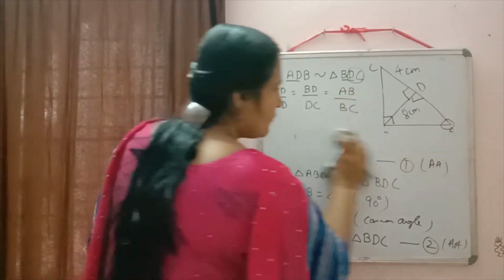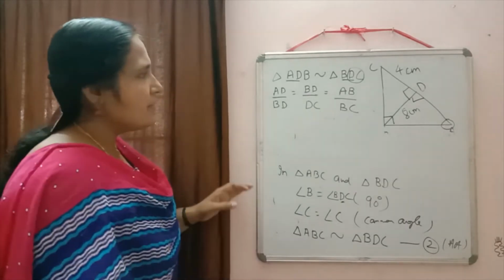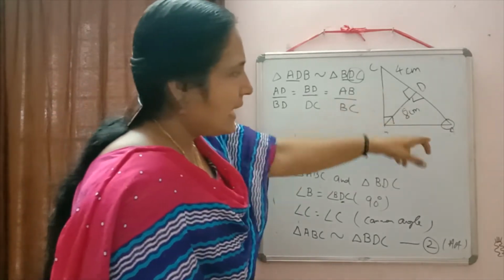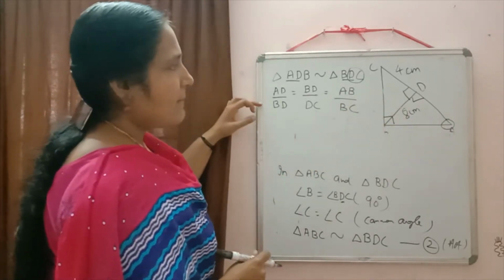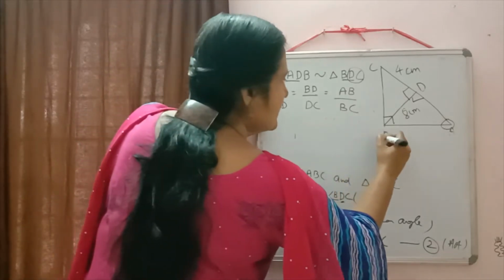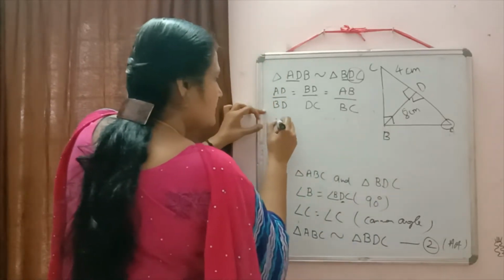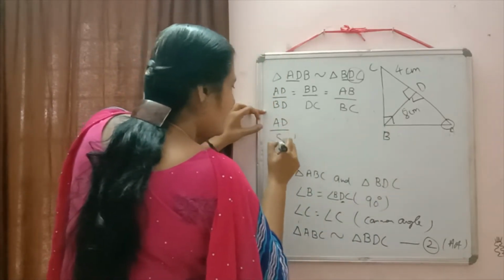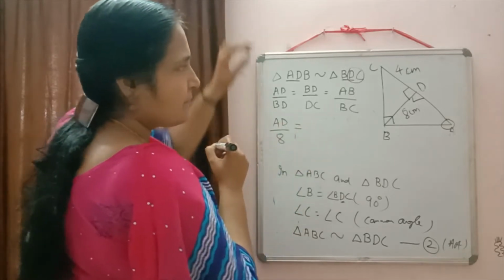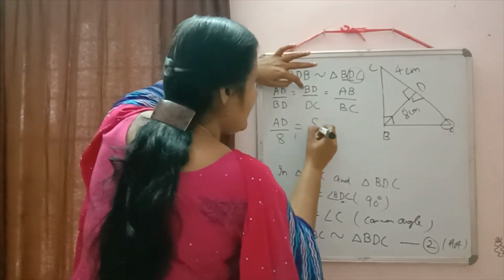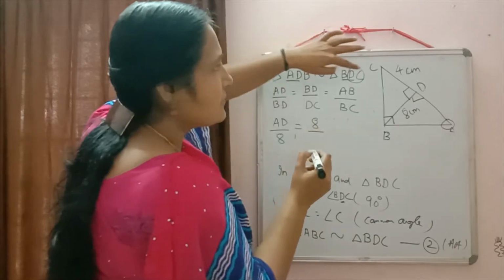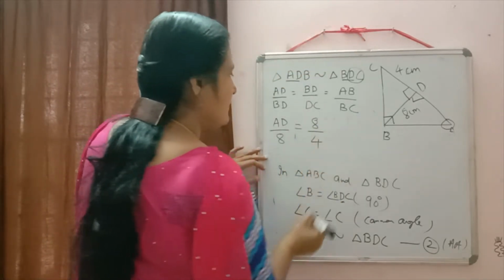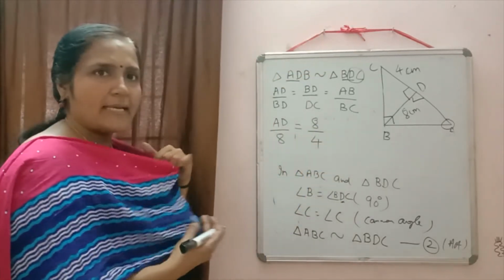Now we will check what sides are given and what we have to find out. We have to find out AD. BD is given there: BD is equal to 8 centimeters. So just write down AD by 8 is equal to, again BD is given as 8, and DC is equal to how much? 4 centimeters. So from here only we can calculate AD.